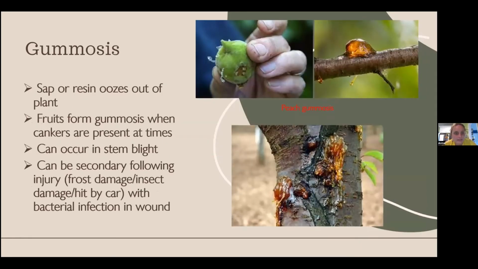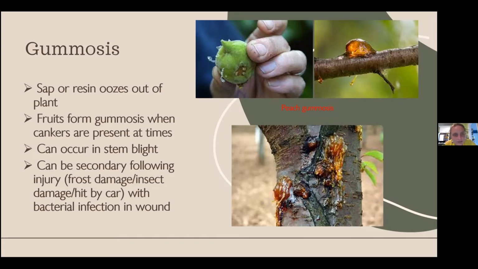Gummosis. This is where sap or resin oozes out of the plant. I see it an awful lot in immature peaches or peach trees in the area. Peaches are really difficult to grow here because of issues that actually manifest with a little gummosis. Fruit trees form gummosis when cankers are present. So remember that bacterial canker we looked at a few slides back. It's actually making this ooze. It's mixing with the sap, and that's kind of gummy and sticky, and that's gummosis.